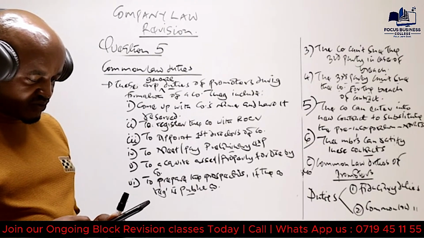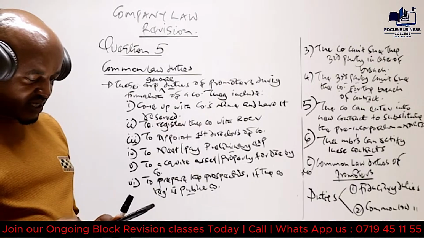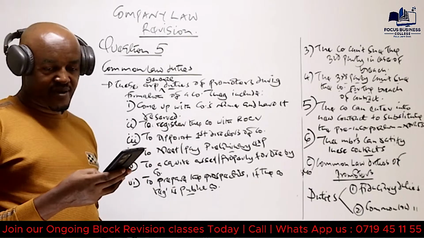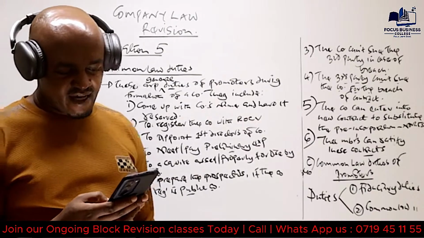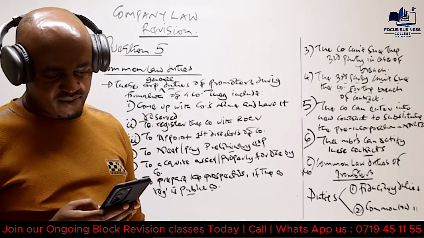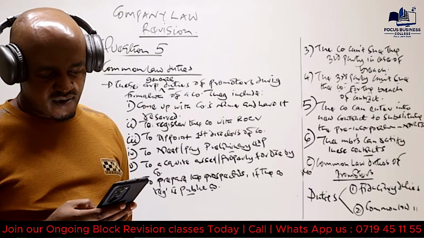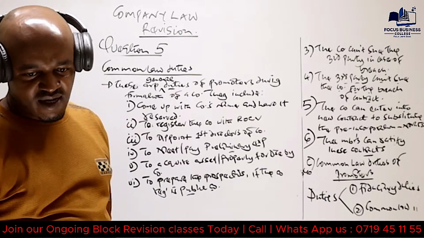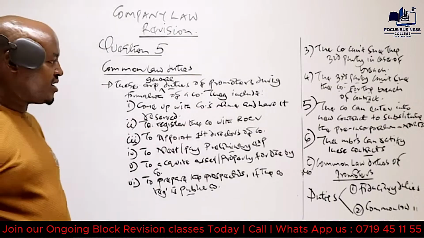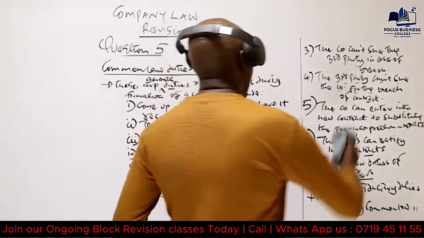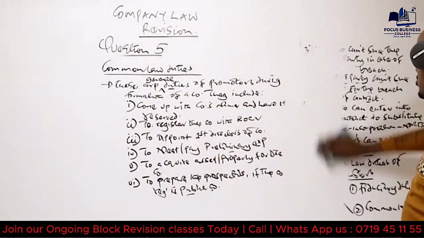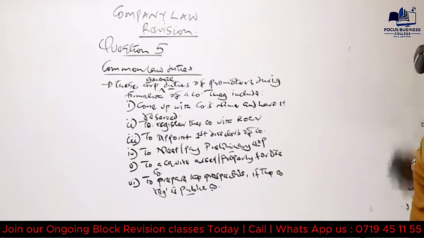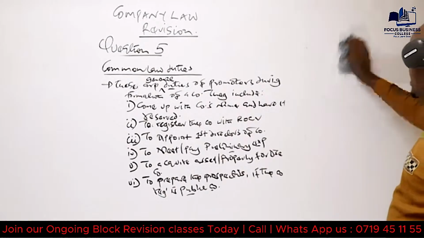So let's move to the other question, question number 6. In question number 6, part A, it reads: identify the different types of meetings that may be held by a public limited company. 8 marks. So in that case, we are required to identify, in other terms, to explain the different types of meetings which may be held by a public limited company.